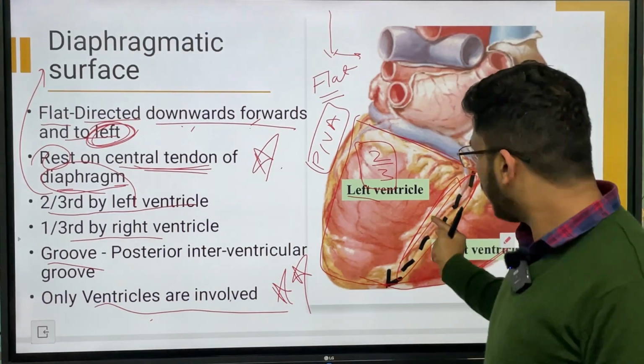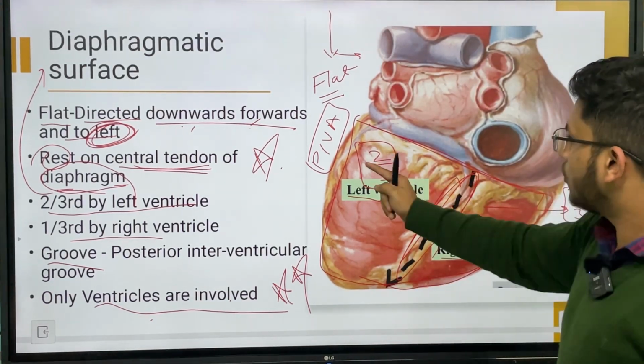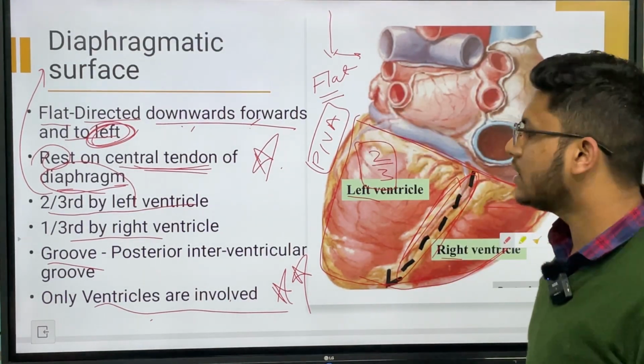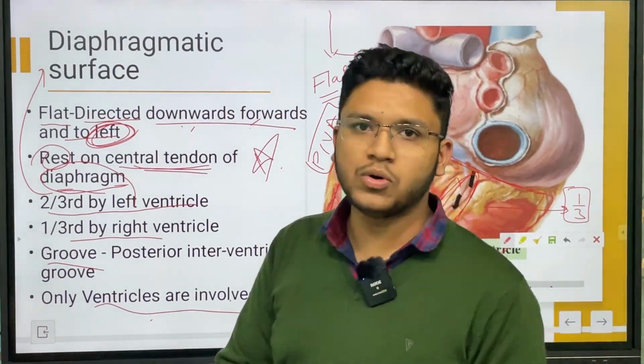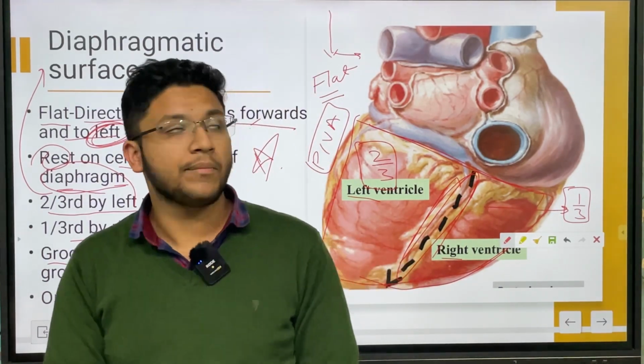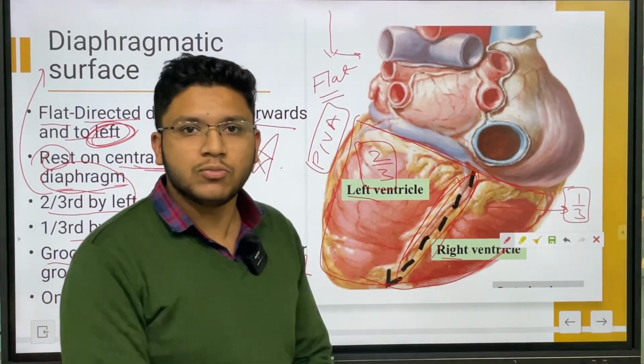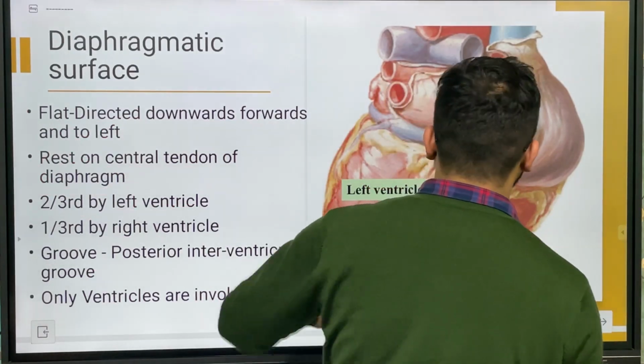Posterior interventricular groove is seen here, in which posterior interventricular artery is present, and the last thing to remember is only ventricles are involved. We can see both right and left ventricles are forming your diaphragmatic surface. Let's move to next surface.